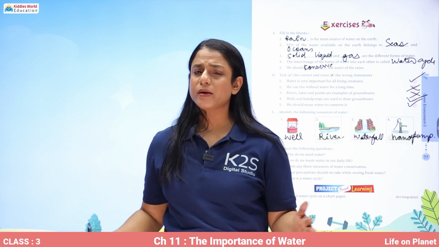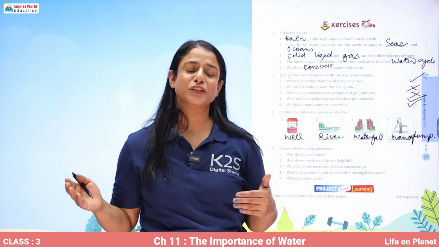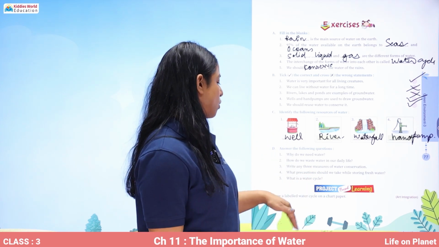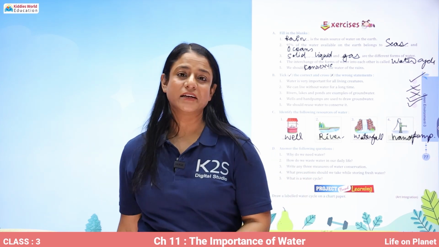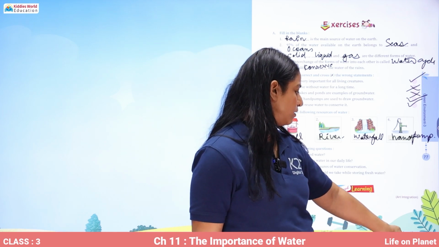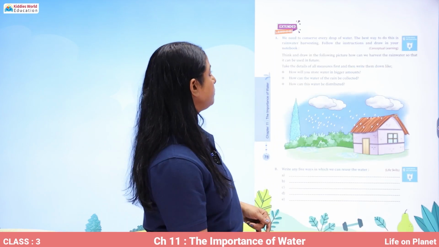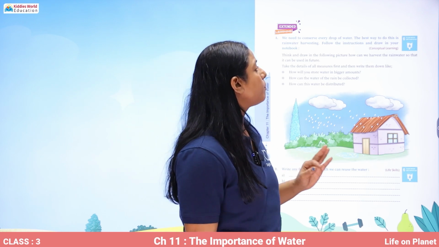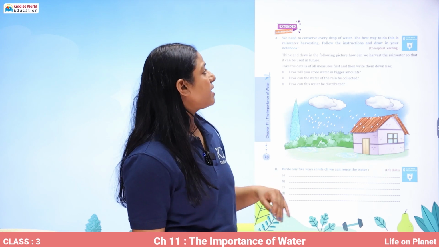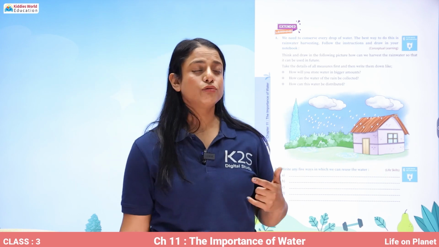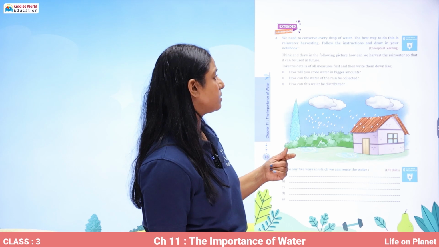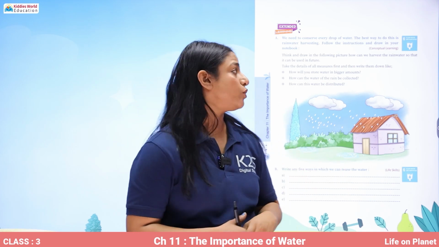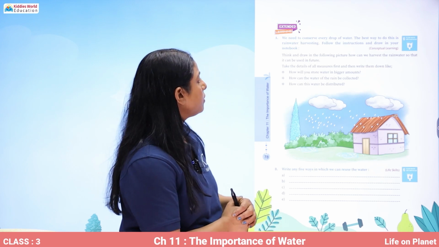These are some fun based questions that you can do yourself with your friends, with your family, and have fun with the chapter. You can draw a well labeled water cycle on a chart paper and pin it in your classroom. Now, we all know that we need to conserve every drop of water. So, the best way to do that is rainwater harvesting. So, please follow the instructions and then draw in your notebook what you can draw.